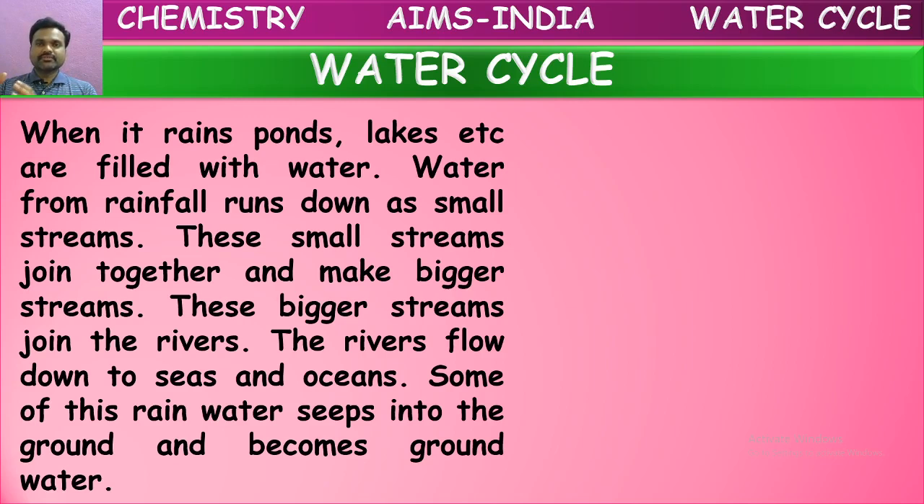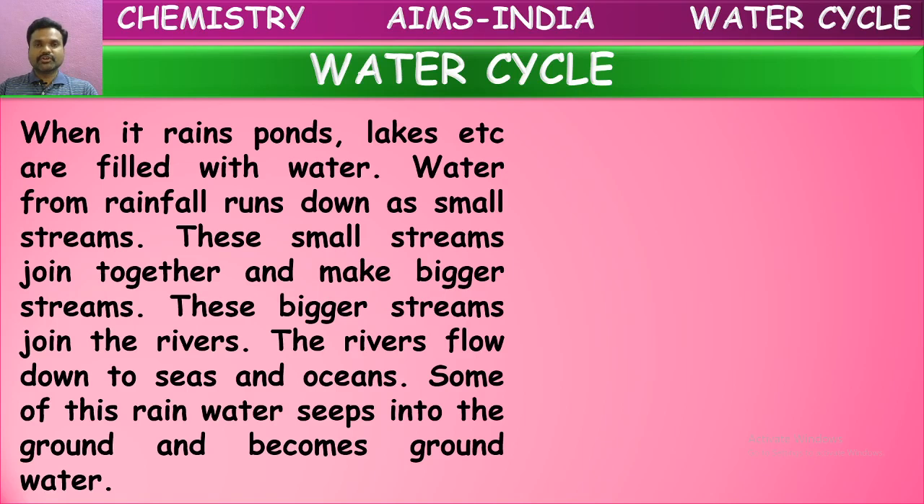First, when it rains, the water falls into ponds, lakes and these different water bodies. Along with that, the rainwater fallen on the ground forms small streams. These small streams flow down and become bigger streams. These bigger streams join together and reach rivers. These rivers flow and finally reach seas and oceans. So the rainwater fallen will finally reach the oceans.